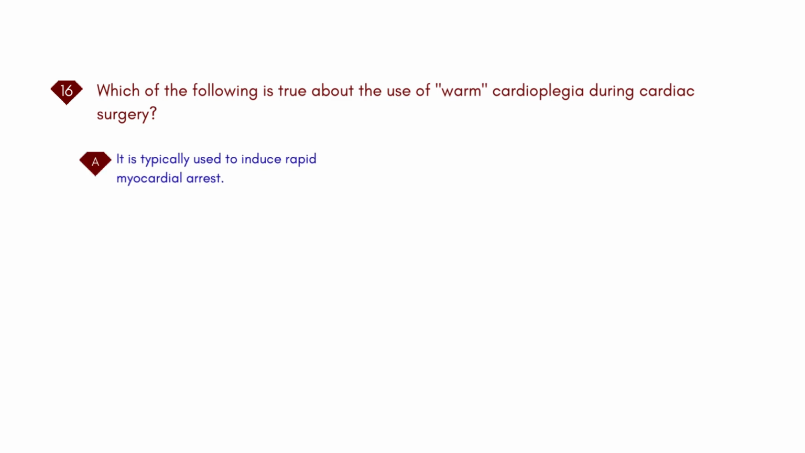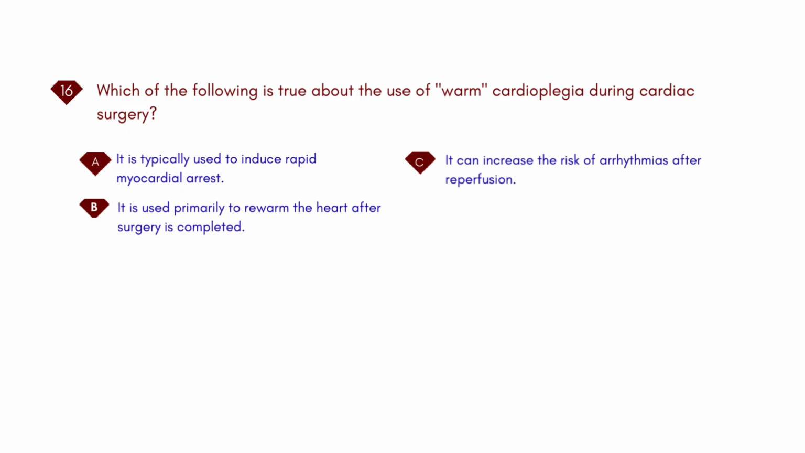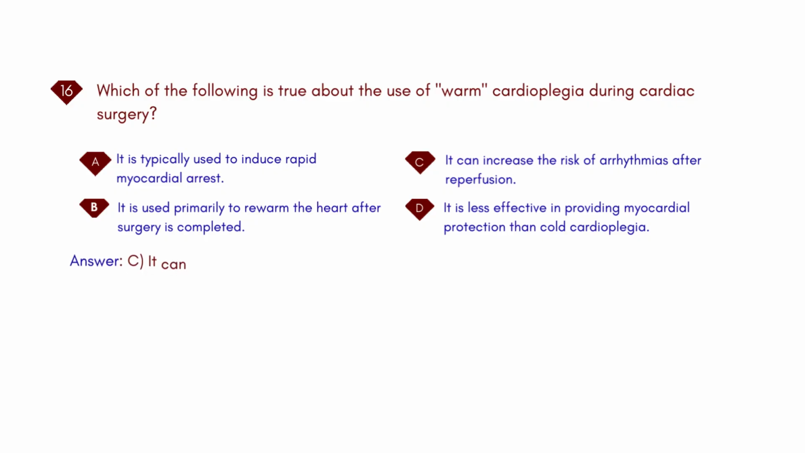Which of the following is true about the use of warm cardioplegia during cardiac surgery? A. It is typically used to induce rapid myocardial arrest. B. It is used primarily to rewarm the heart after surgery is completed. C. It can increase the risk of arrhythmias after reperfusion. D. It is less effective in providing myocardial protection than cold cardioplegia. Answer: C. It can increase the risk of arrhythmias after reperfusion.